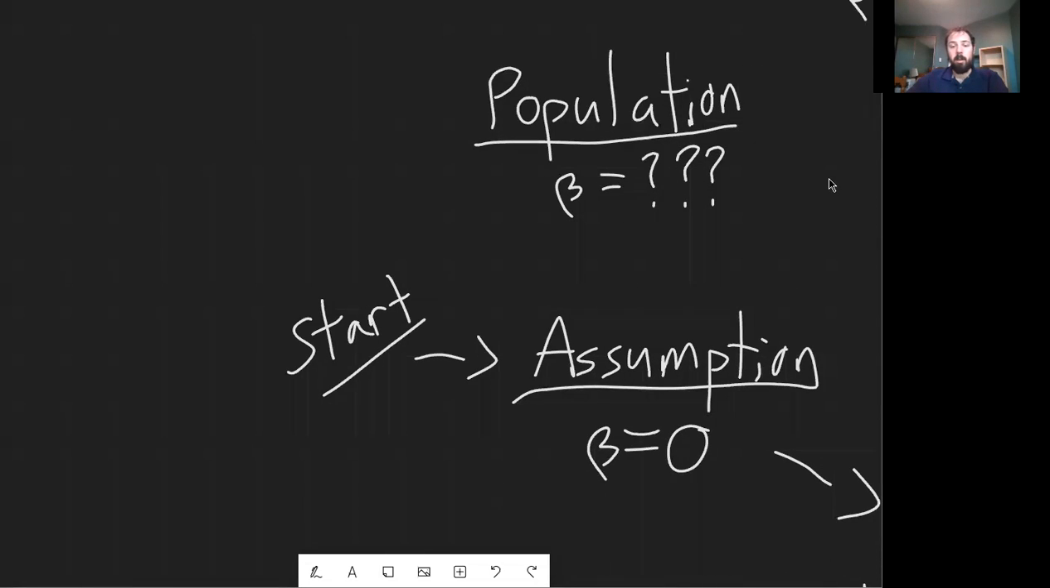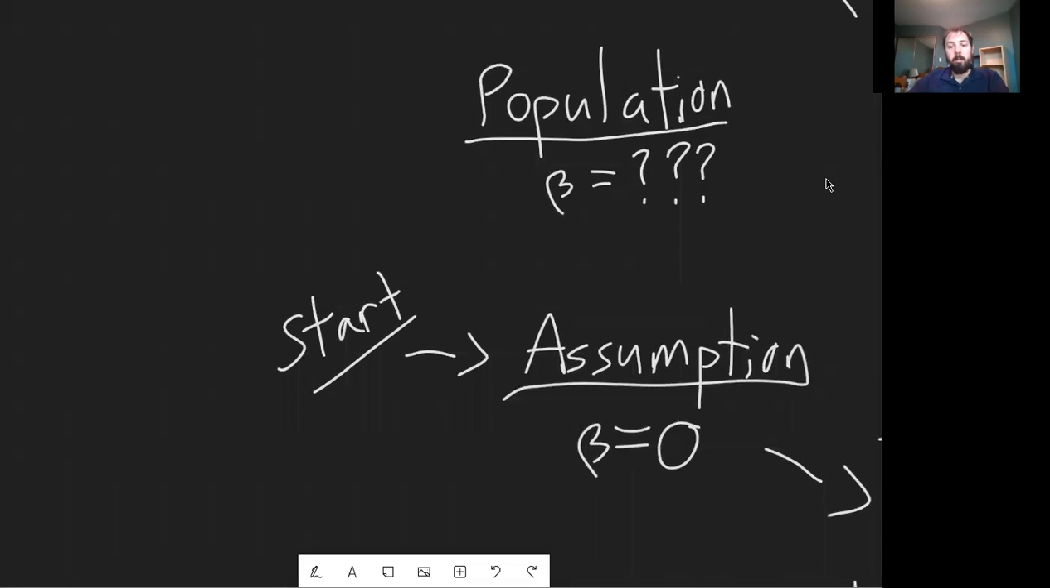So we're going to start with the assumption that the population slope is zero. We're making this as an assumption. I want to say the word assumption many times in this video just to be clear. We are assuming that the population has a value of zero for the slope parameter.